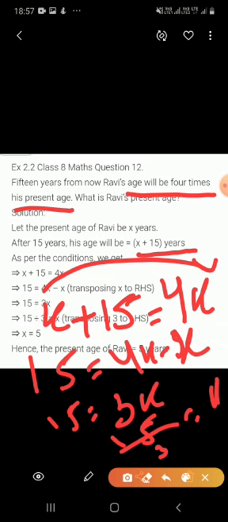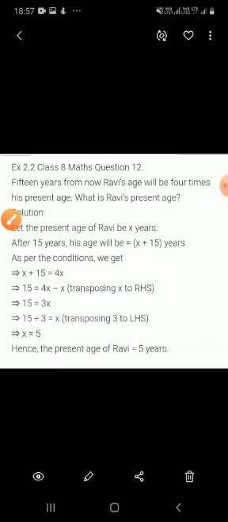So x value is coming out as 5. So x only we have to find. We have to find Ravi's present age, and Ravi's present age, what we have assumed, let it be x. So the answer is: present age of Ravi is 5 years.